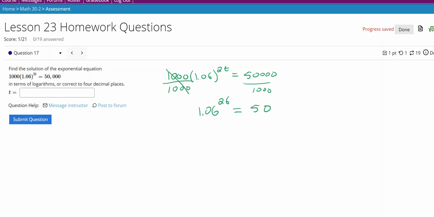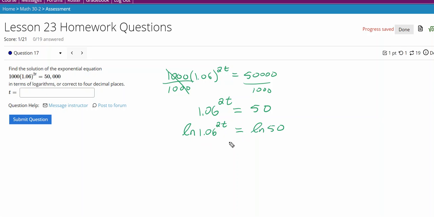So, oh, not 2t. Okay, is equal to 50. So now what are we going to do? Well, we got to take the log of both sides, right? And we can do whatever log we like. We haven't done natural logs yet, so let's do that one. So we could take the natural log, ln of both sides, so the natural log of 1.06 to the power of 2t is equal to the natural log of 50.